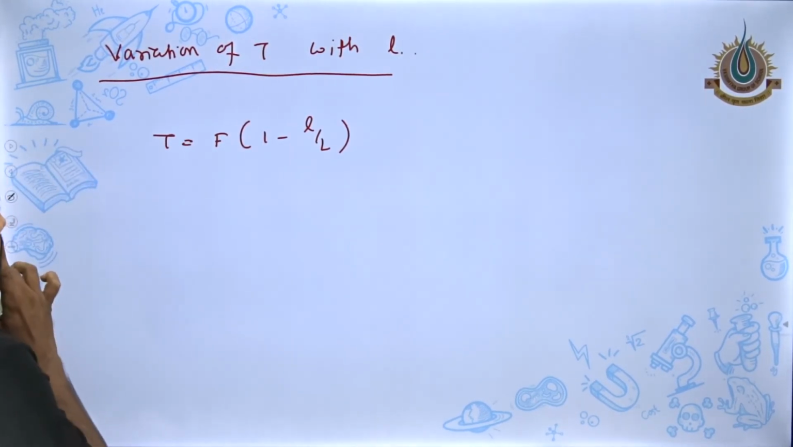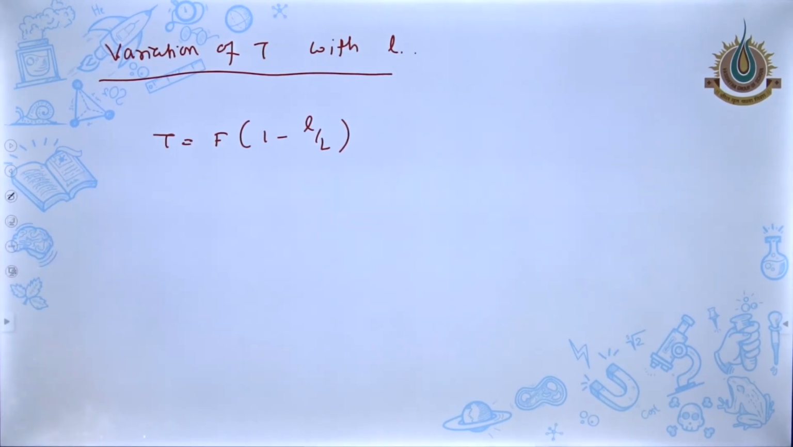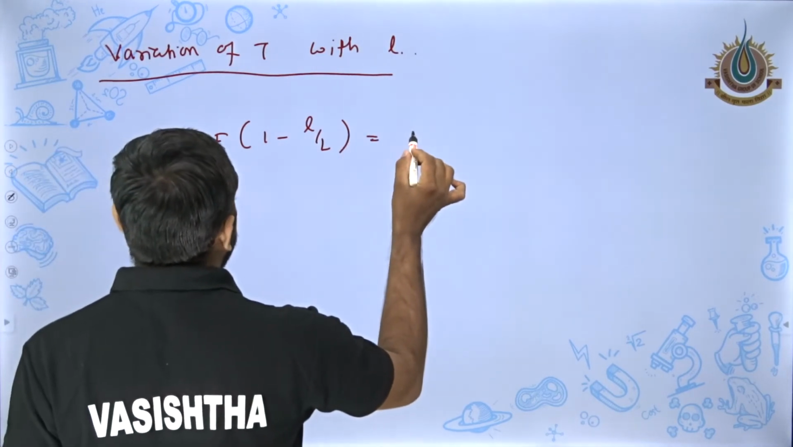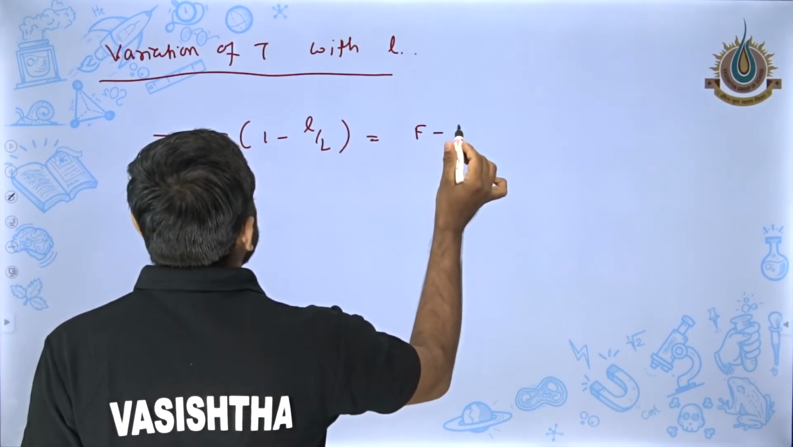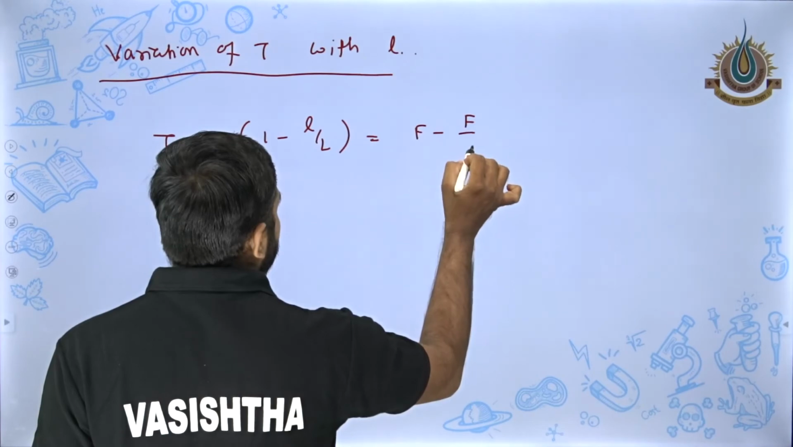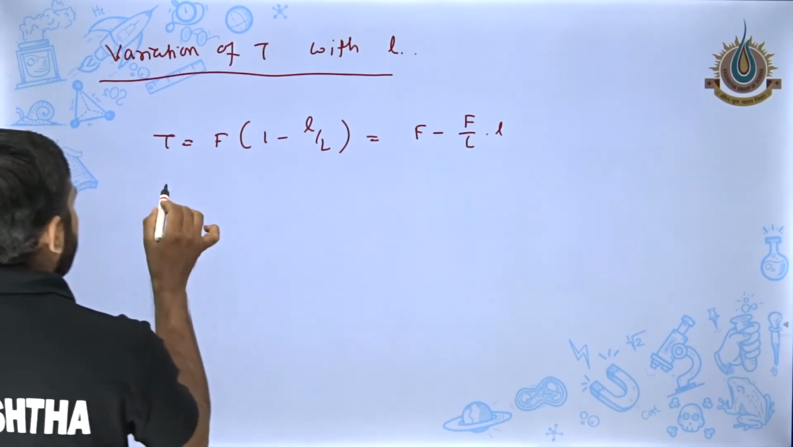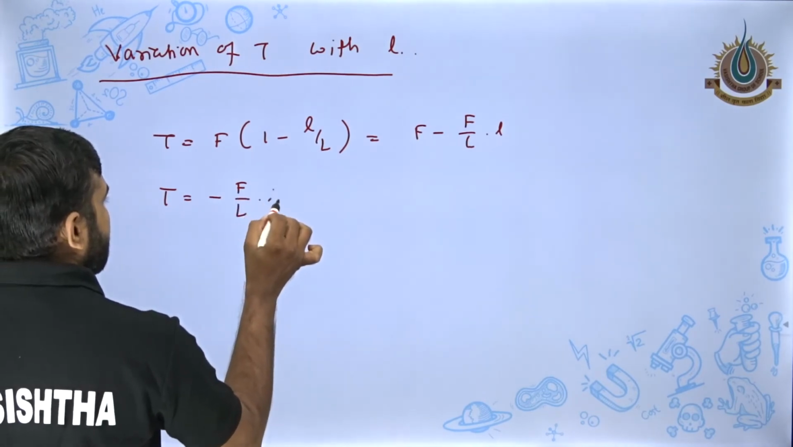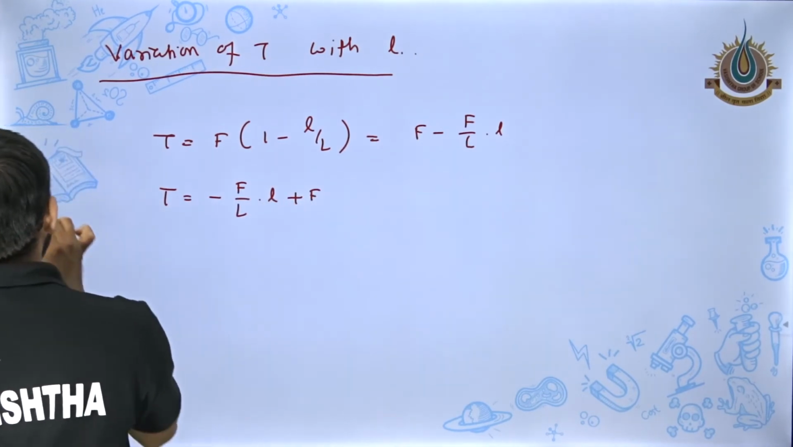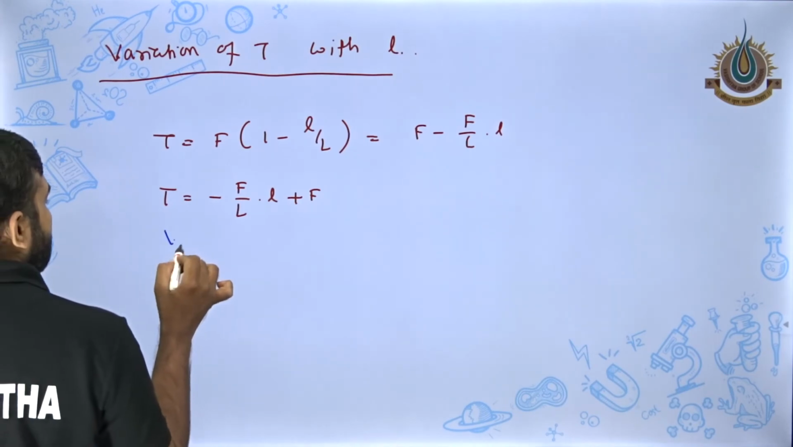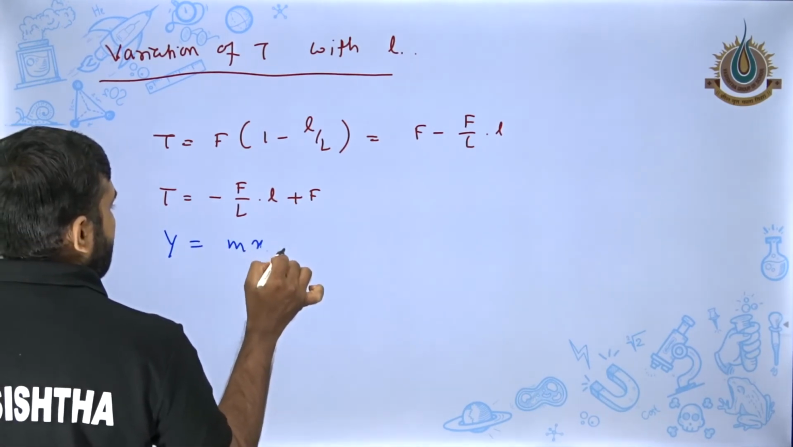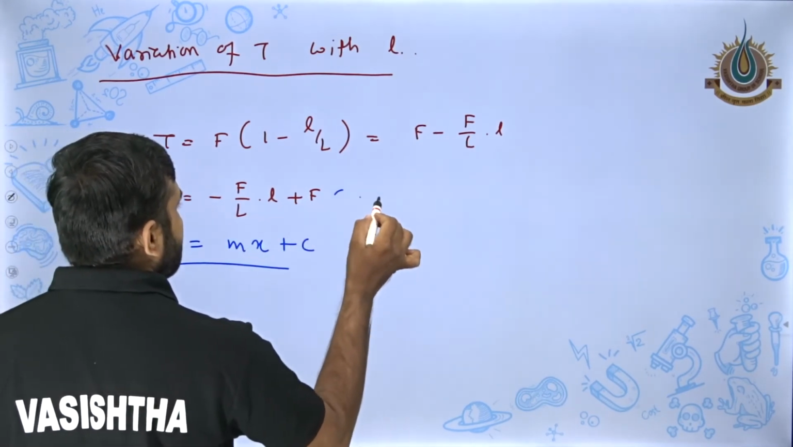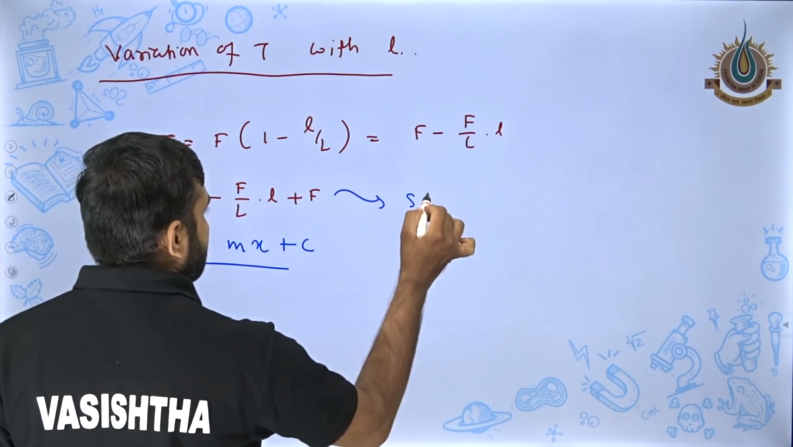This is your answer. So this equation is exactly like a straight line. See, y is equal to mx plus c. इसको open bracket कर तो आंसर हो जाएगा. So f minus f upon L into L. इसको rearrange करो. So t is equal to minus f upon L into L plus f. So this equation is exactly similar as a y is equal to mx plus c. So this variation is a straight line equation.